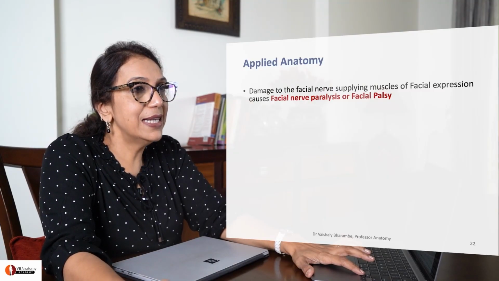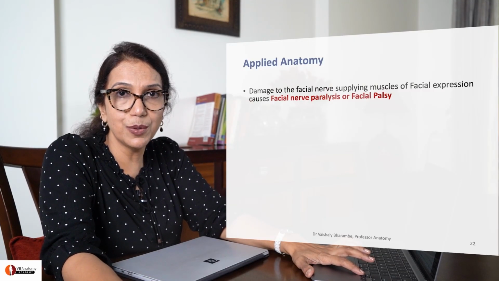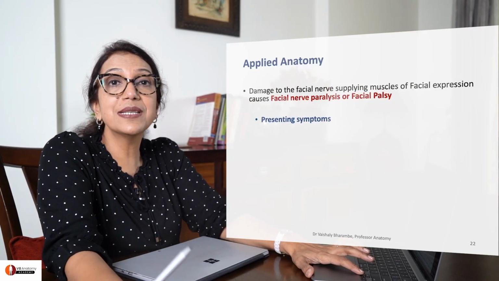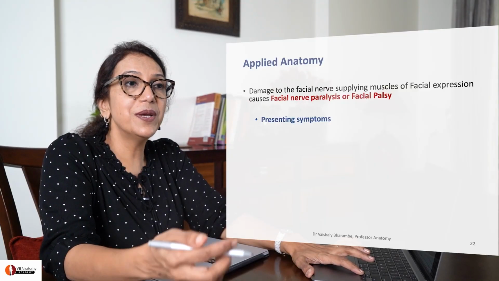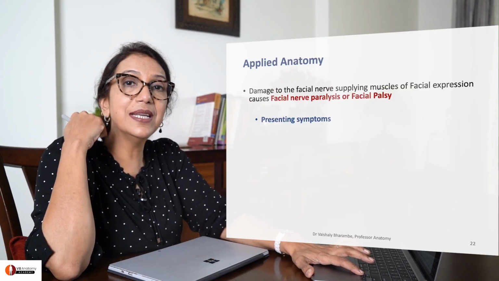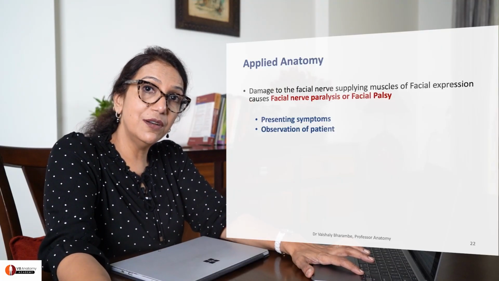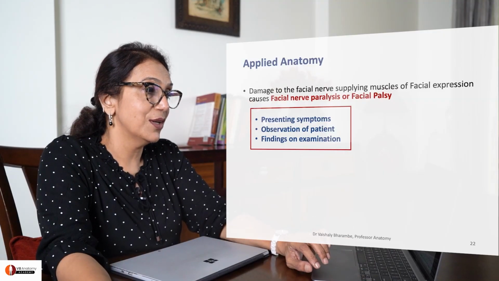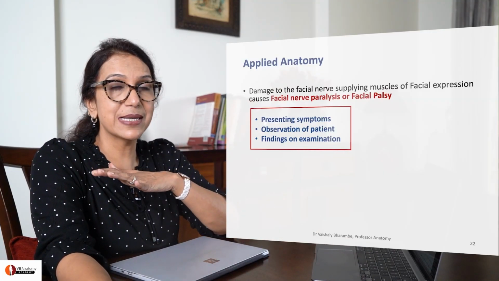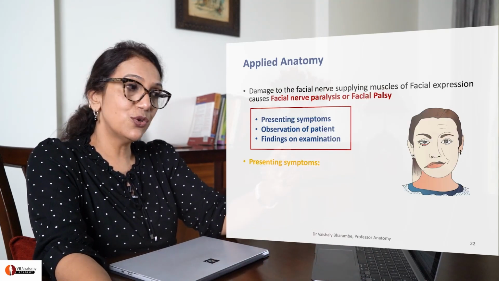Right. So we said that paralysis of facial nerve is known as facial nerve paralysis or facial palsy. How do you see this patient? What you do is you listen to the patient's presenting symptoms. What is he coming with? Then you observe the patient, see the patient, and then you examine the patient. So these are the 3 things we are going to discuss now. Okay. Presenting symptoms. Look at the image to understand.